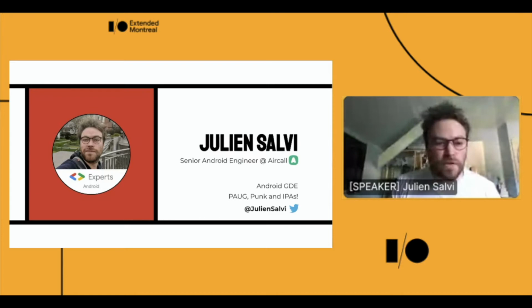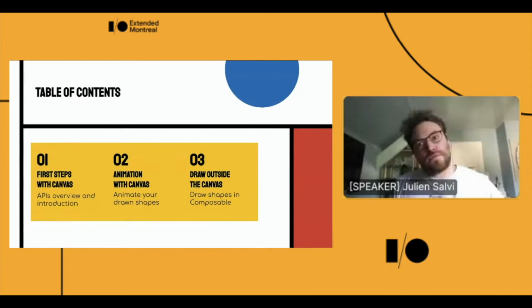So for today, I focus on the Jetpack Compose Canvas, how you can unleash its capabilities. First, I'll cover the first steps with the Jetpack Compose Canvas, having an overview of the APIs and what you can do and what you should take into account before digging into the canvas. Then I'll go into the animations and see how you can animate the shapes you draw on your canvas. And then I'll go a bit further, bringing all the knowledge you learned with the canvas, with the shape API, to other composables and draw things on your regular composables, like text, image, or over any other composable. So let's see the first part.